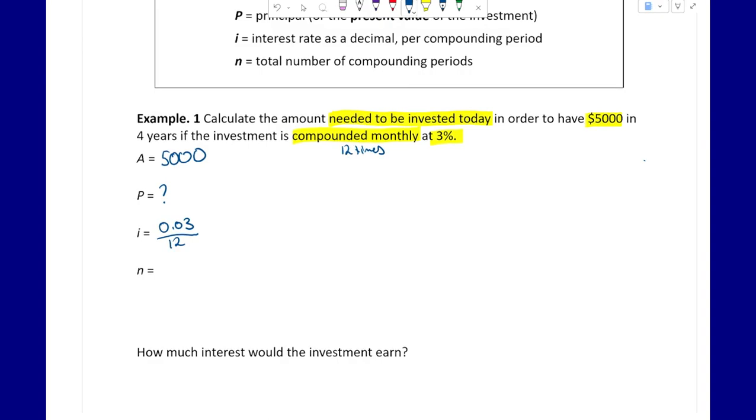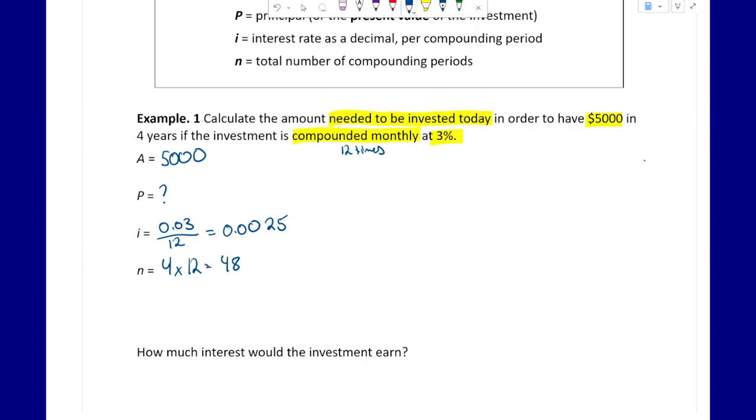So I have to take 0.03, divide it by 12 to figure out what's the rate per month. And we get 0.0025. Our n value is the total number of compounding periods. So because it's 4 years times 12 times a year, we get 48.